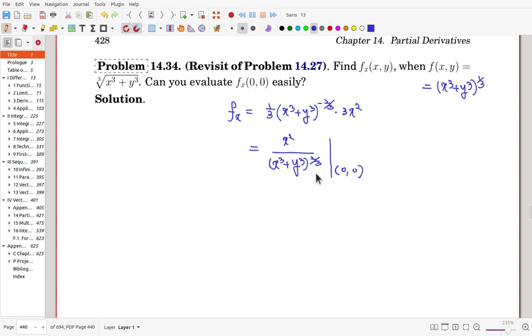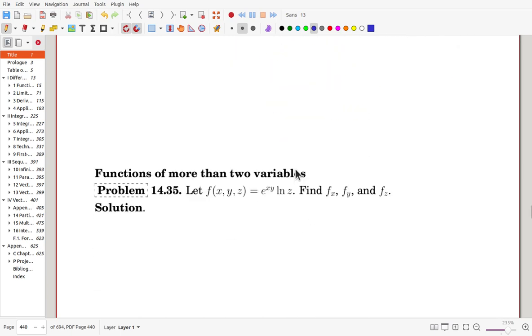Is it easy? Not easy. So sometimes, rather than using the technique, you have to use the definition to evaluate the partial derivative. So the purpose of this problem is to emphasize the definition. Sometimes the definition is useful. Okay.